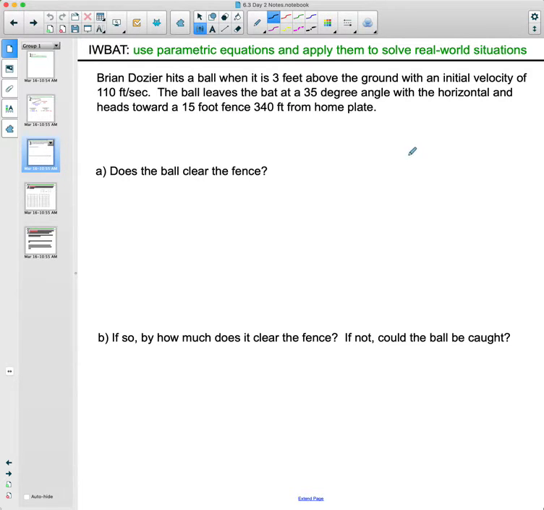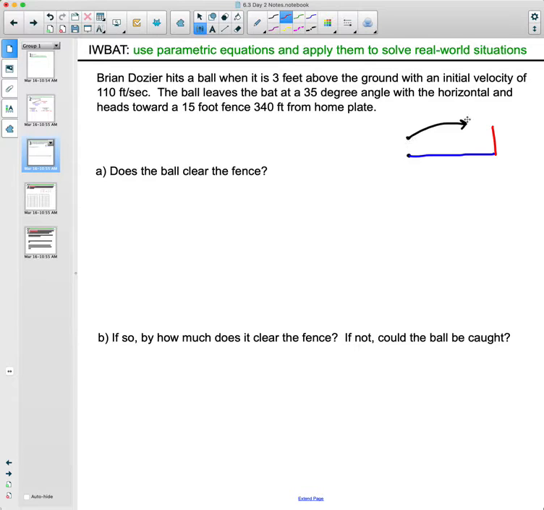Okay, so let's just draw out this situation a little bit. So here's where he's standing. Here's home plate. He's going to hit the ball. Now when he hits the ball, where he hits the ball, it starts 3 feet above the ground. And then the ball is going to travel somewhere. Then we've got the horizontal distance to the fence, and then there's a fence here, and the fence is 15 feet tall. Okay, so we've got the fence.